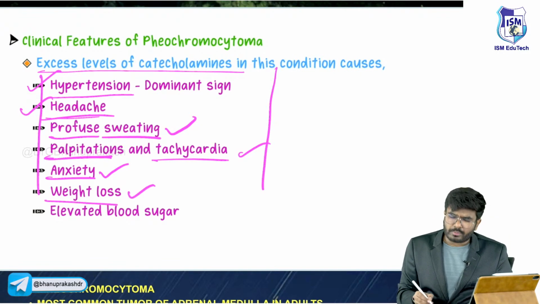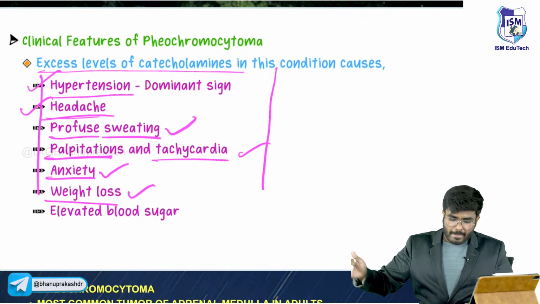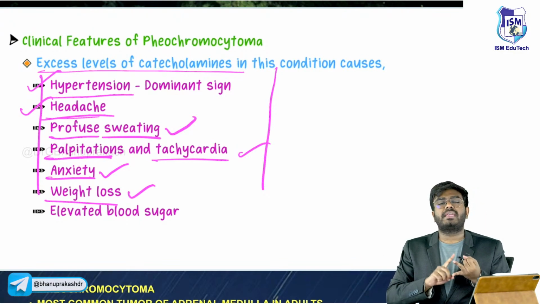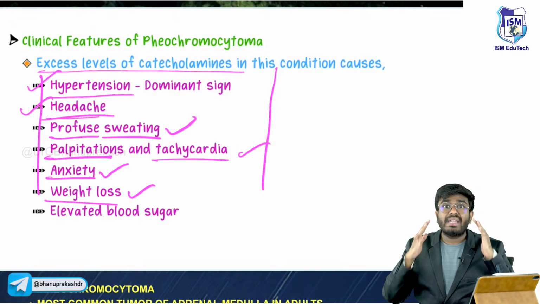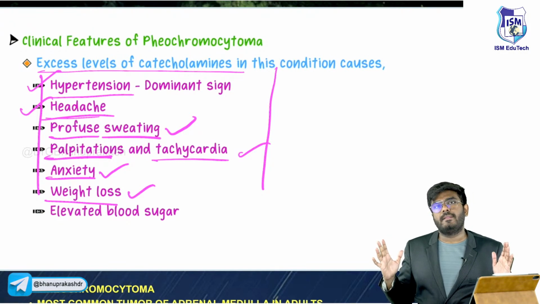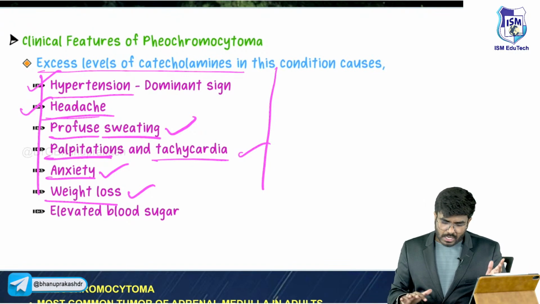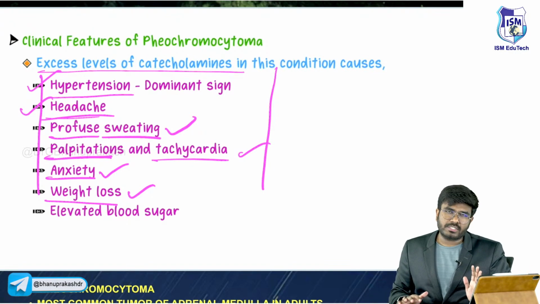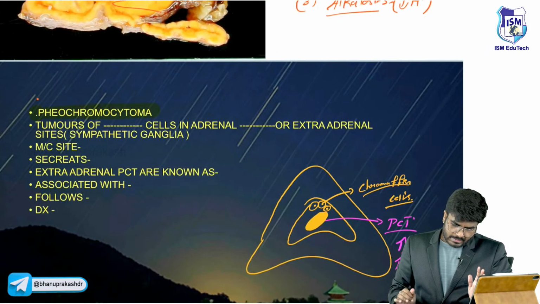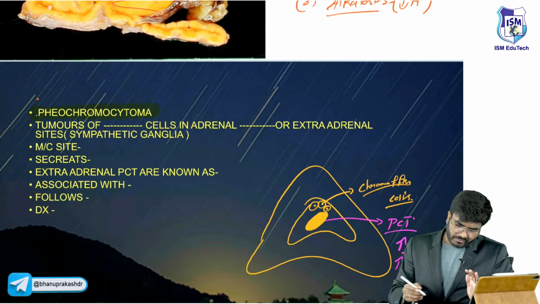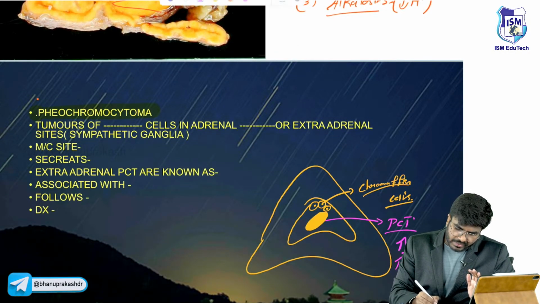Yes, of course, weight loss is going to be there, but it's a long-term thing. The important points are hypertension, tachycardia, more BP. Headaches are going to be seen, along with sweating and palpitations. All these are the features of pheochromocytoma. Now let's answer one by one. These are the questions which were previously asked.